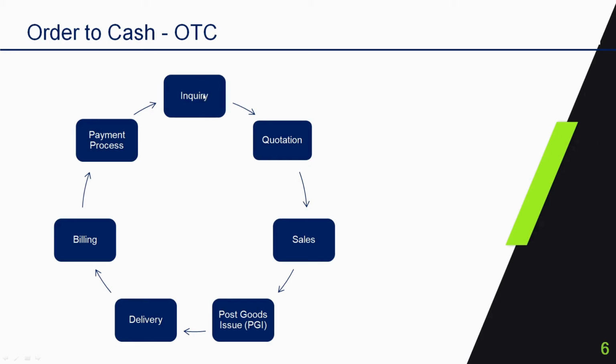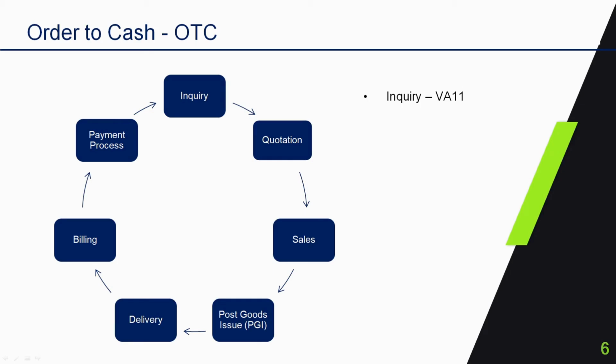The first one is inquiry. A customer inquires about the product, price, and service. This is the very starting point of the OTC process. This process does not have any effect on general ledger accounts and does not have any accounting entries. Once the customer creates the inquiry, an inquiry number is generated. Inquiry is created by transaction code VA11 in SAP.